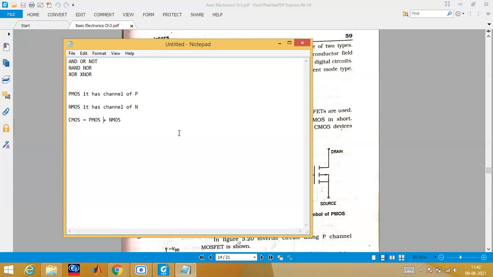You can get an objective question: in PMOS, what is the channel? P, N, P and N, none of the above. So you have to write P. Here you can get objective questions with only these three points whatever I have written. Also you can get questions like, what is the full form of PMOS? What is the full form of NMOS? What is the full form of CMOS?